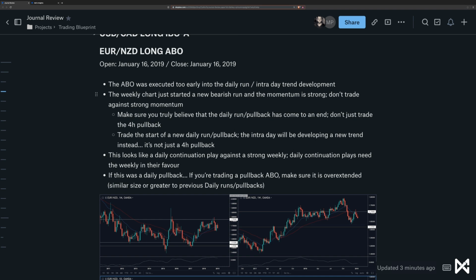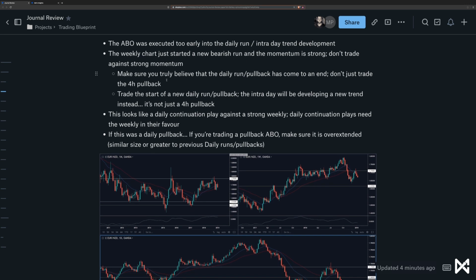The weekly chart just started a new bearish run and the momentum is strong. Don't trade against strong momentum. So make sure you truly believe that the daily run pullback has come to an end. Don't just trade the 4 hour pullback, right? So the daily run or the daily pullback needs to come to an end. You strongly have to believe that. It cannot just be a 4 hour pullback. Trade the start of a new daily run pullback. The intraday will be developing a new trend instead. It's not just a 4 hour pullback. And we're going to have a look at the intraday in a second.